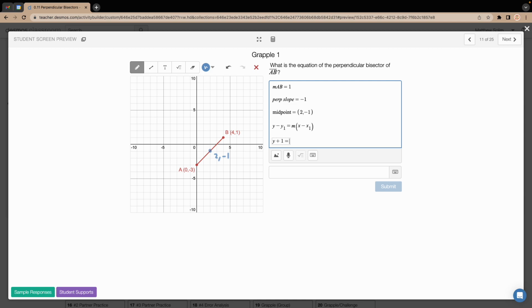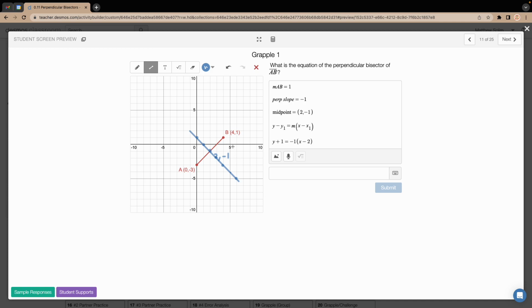So y plus 1 equals the slope, which is going to be negative 1, we said, of this line. And it's going to hit x minus, that point is 2 for the x value. So we have a slope of negative 1, down 1 over 1, boom, down 1 over 1, down 1 over 1, down 1 over 1. Or you could go up 1, left 1, up 1, left 1. So here's our line. Here's our equation. That was terrible. Let me try again. There we go. Way better.